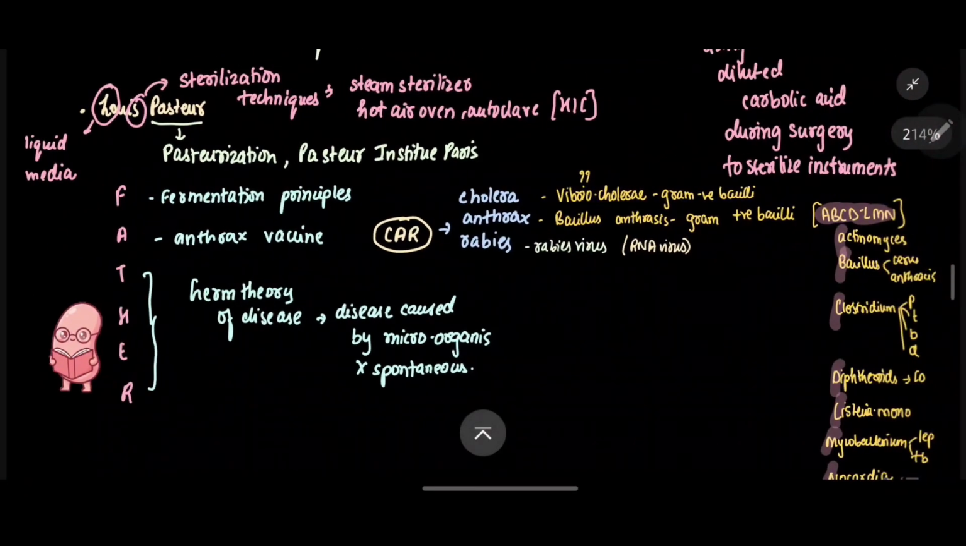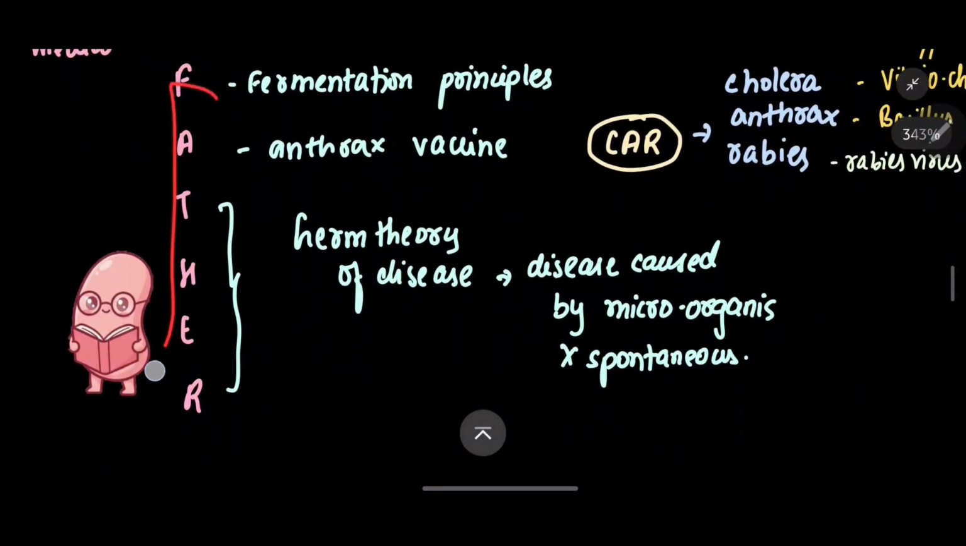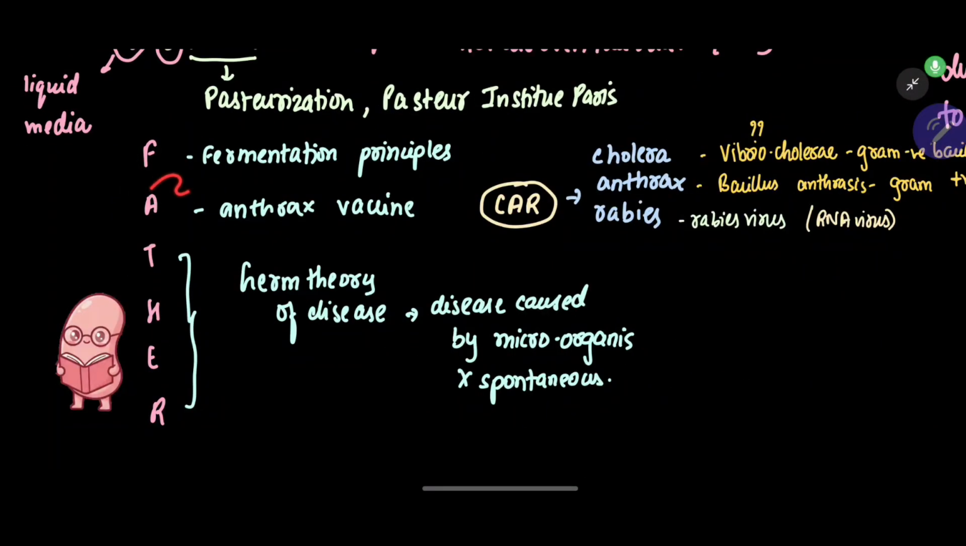He has done so many things. Like, look at the amount of things this person has done. So, father is our mnemonic. So this is our mnemonic, which is father. Let's begin with F. So F stands for fermentation principles.